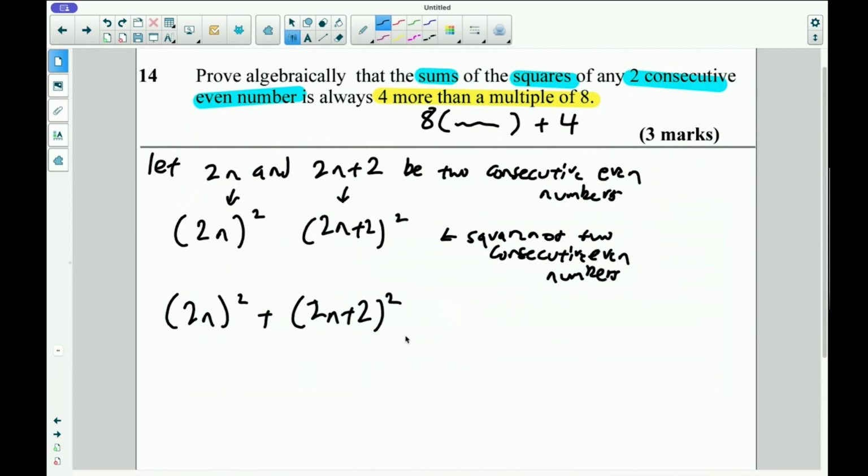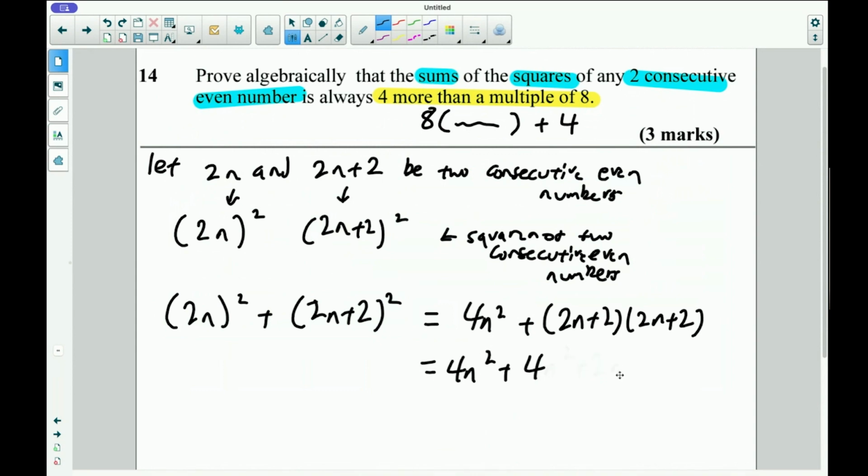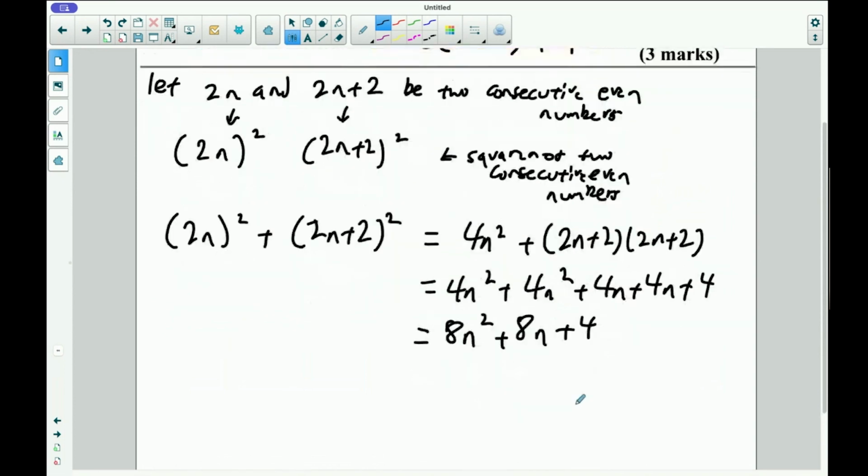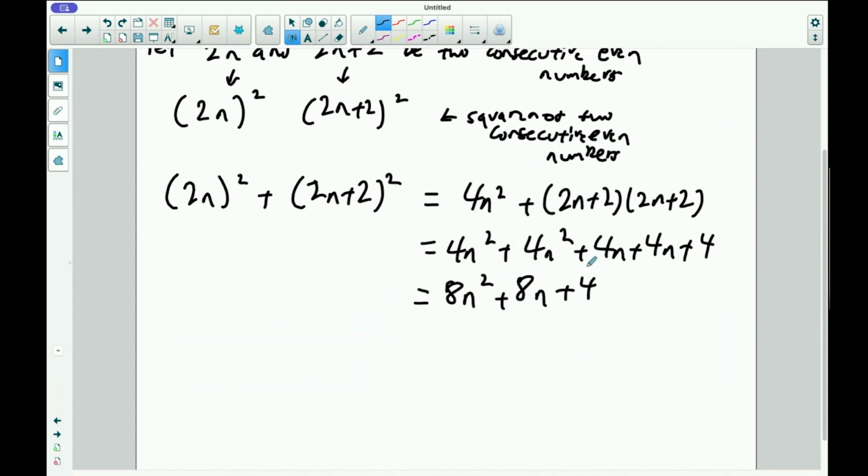And this just means that we're going to expand. So this gives me 4n squared plus 2n plus 2 times 2n plus 2. This means I'll have 4n squared plus 4n plus 4n plus 4. So I'll have, not 4n squared, I'll have 8n squared plus 8n plus 4. And hopefully at this point you can kind of see what's happening here. So we need to factor out an 8 so that 8 comes out in front. But we only do that with the first two terms. And then we have that plus 4 here at the end.